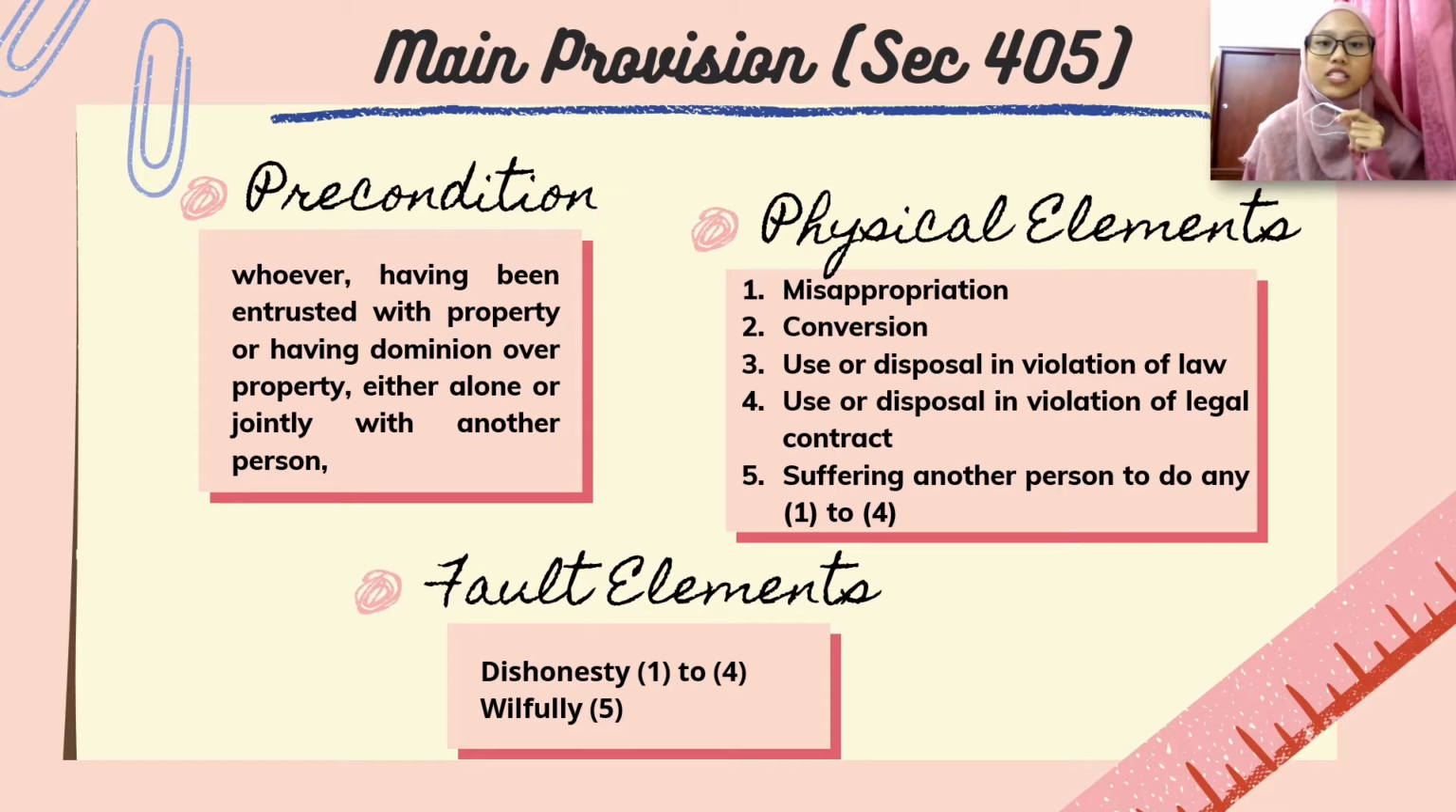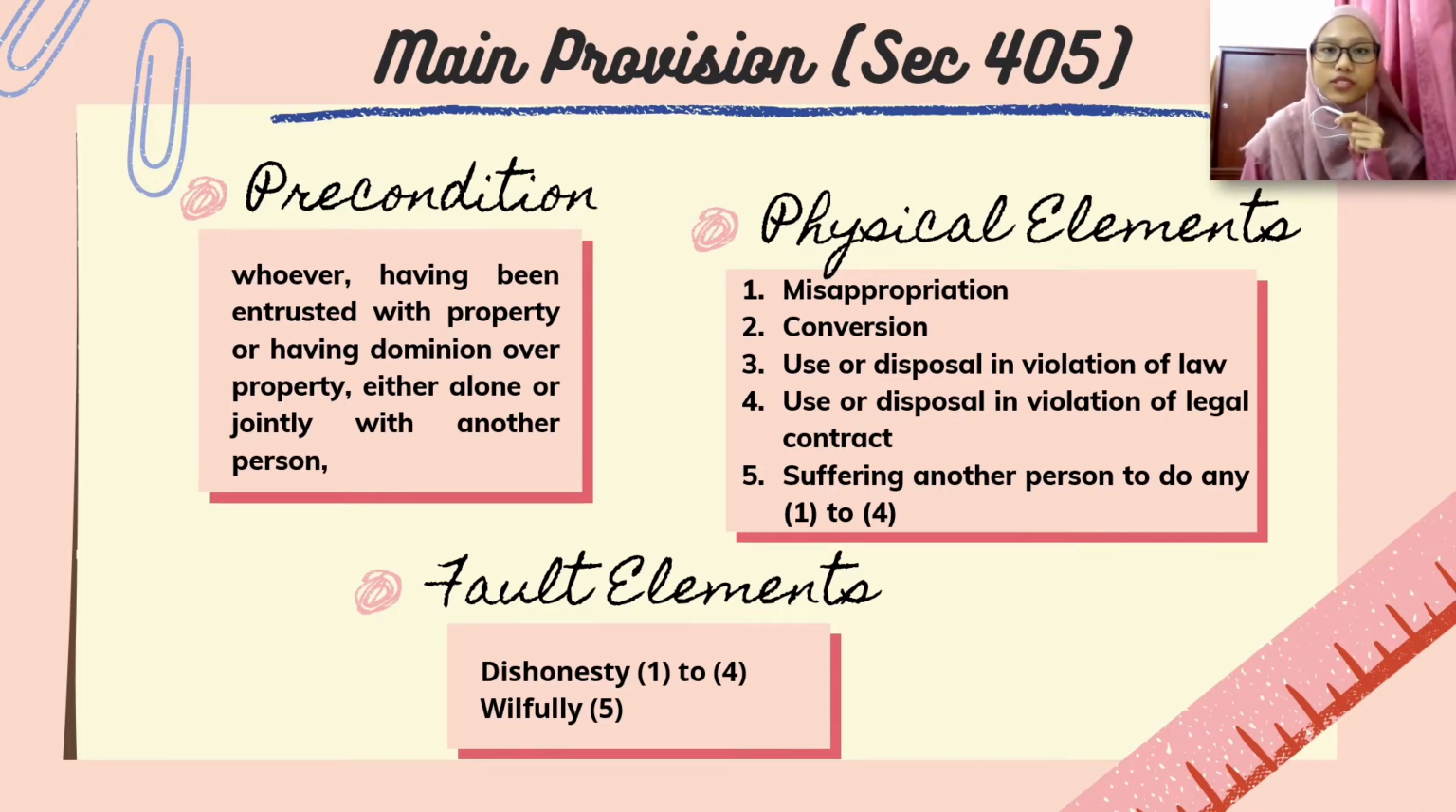So let's look at the actus reus of this offence. We have five elements which can be extracted from this offence. The first one is misappropriation, the second one is conversion, the third one is use or disposal in violation of law, the fourth one is use or disposal in violation of a legal contract, and the fifth one is suffering another person to do any of the elements mentioned in 1 to 4.